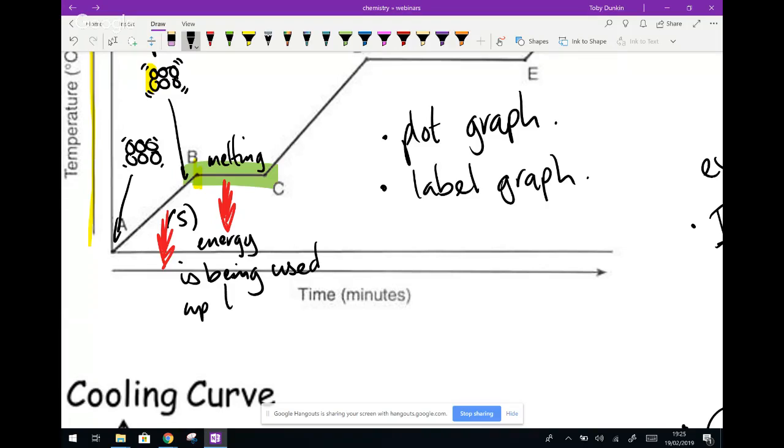is being used up to, and I emphasize this, year 11, weaken the bonds. It doesn't break them. At GCSE, they don't care. You're even allowed to say break them, and it annoys me, but you shouldn't. It's better chemistry for you to realize that in a solid going to a liquid, the bonds aren't broken, they're weakened substantially to the point where the molecules are now able to move over each other.